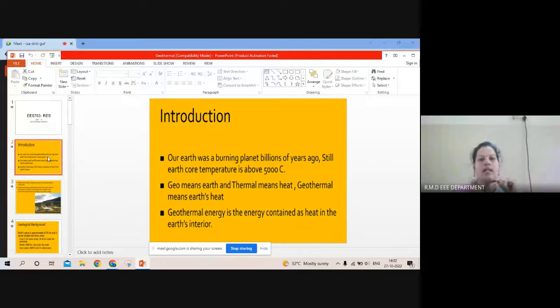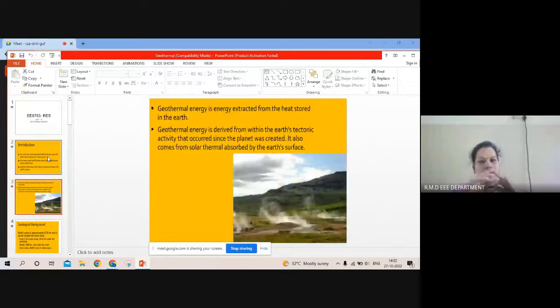This is the energy which is extracted from the heat stored in the earth, and not only from the heat stored in the earth, some part can be obtained from the solar thermal also, which has been absorbed by the earth's surface. So geothermal energy can also be extracted from the solar thermal absorbed by the earth's surface.